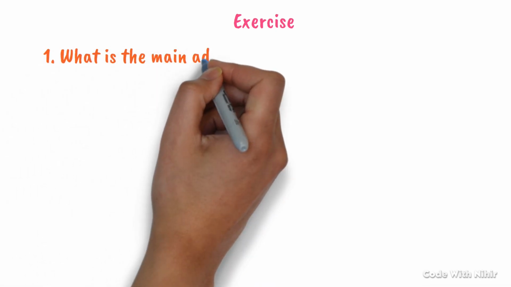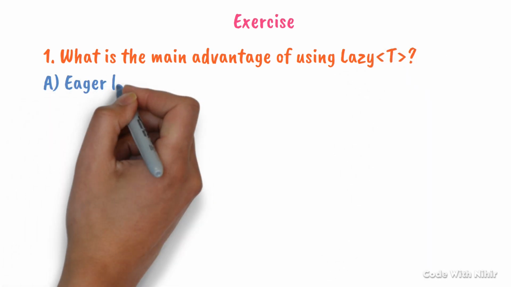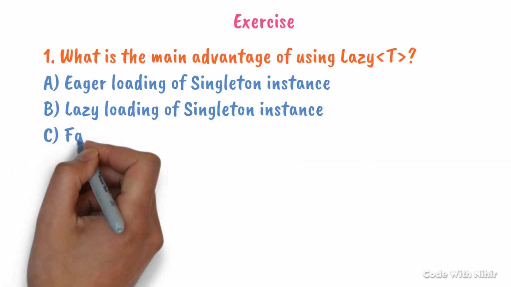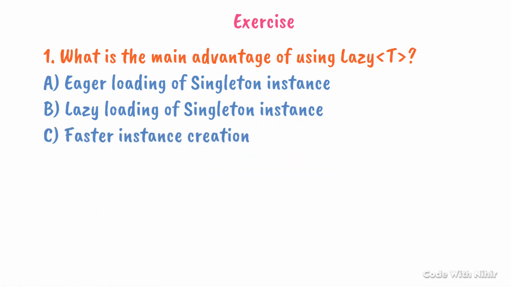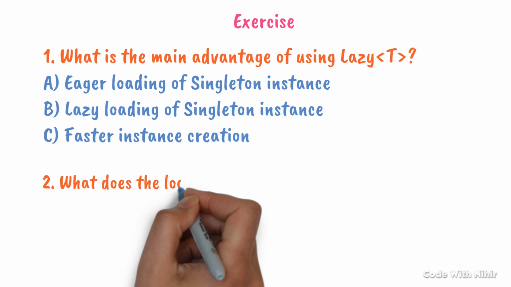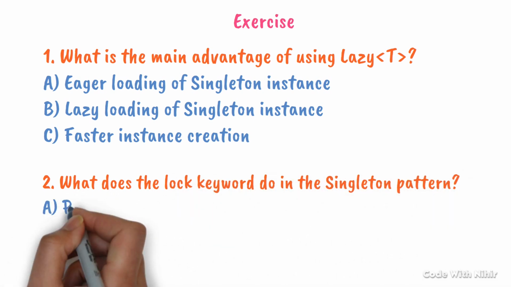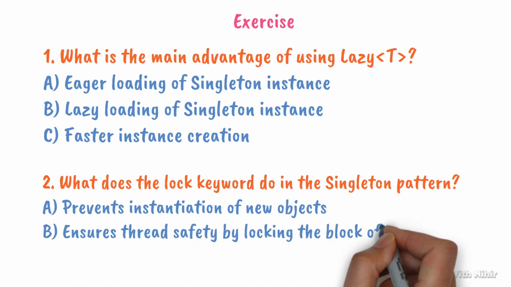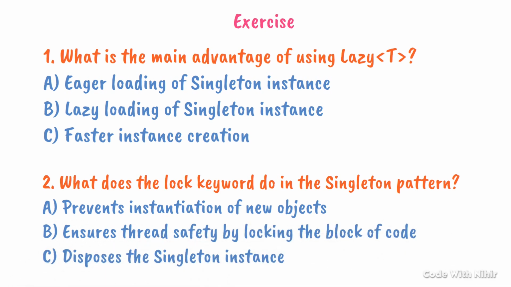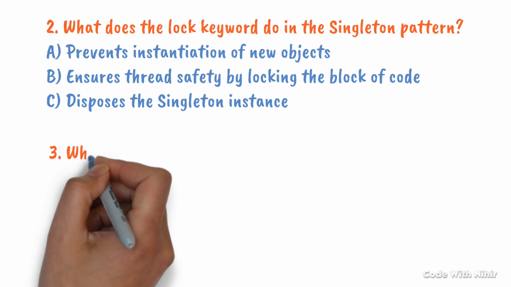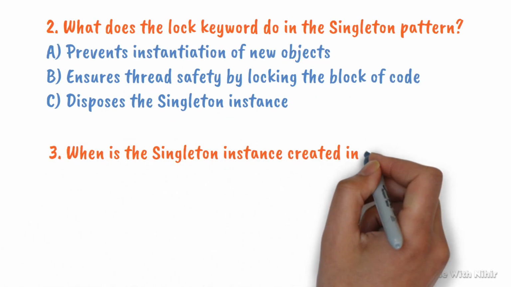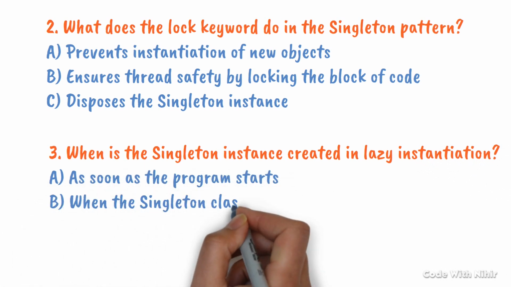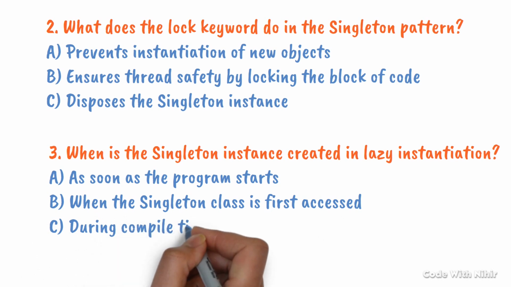Question 1. What is the main advantage of using lazy keyword? Eager loading of single instance, lazy loading of single instance, or faster instantiation? Number 2. What does the lock keyword do in the singleton pattern? Prevents instantiation of new objects, ensures thread safety by locking the block of code, or disposes the singleton instance. And number 3. When is the singleton instance created in lazy instantiation? As soon as the program starts, when the singleton class is first accessed, or during compile time.